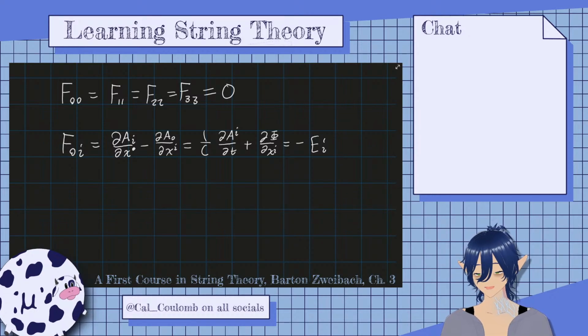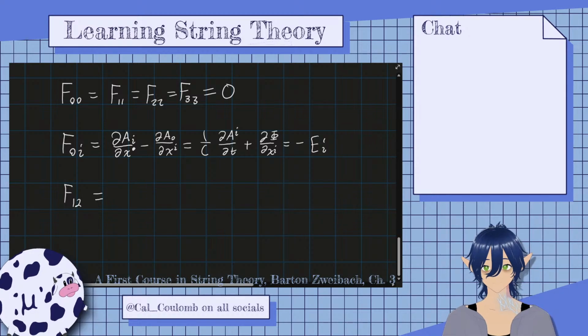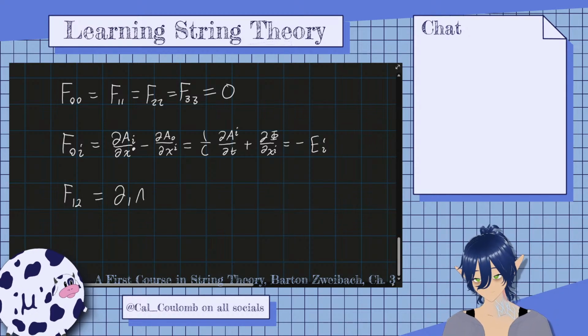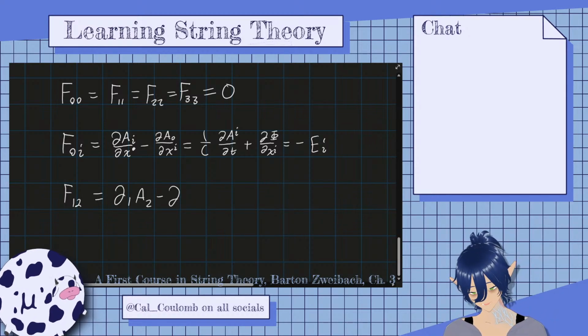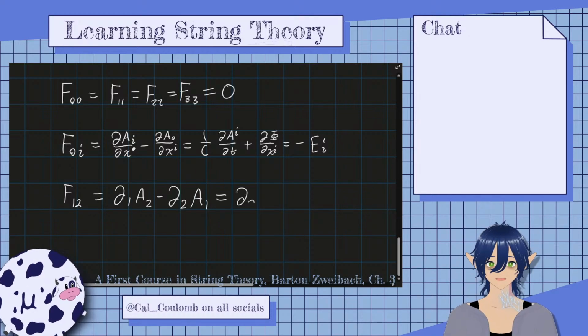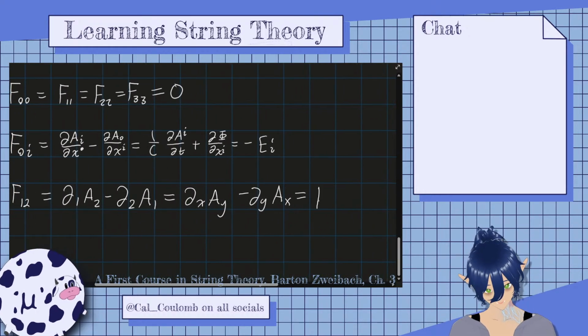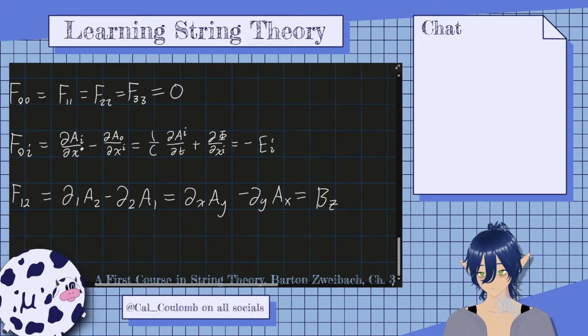And similarly, we can calculate F12. So that's going to be partial 1 A2 minus partial 2 A1. So that's partial x A_y minus partial y A_x, which is just the z component of the magnetic field.